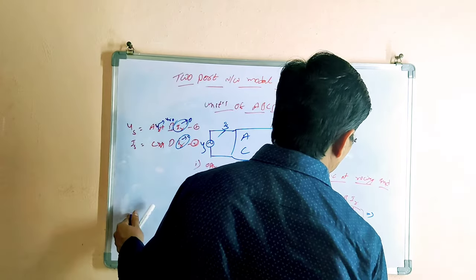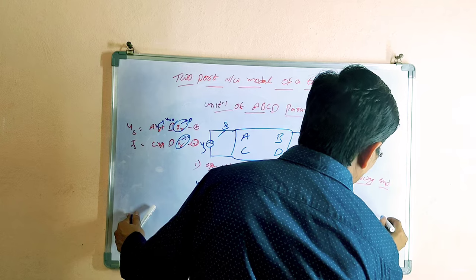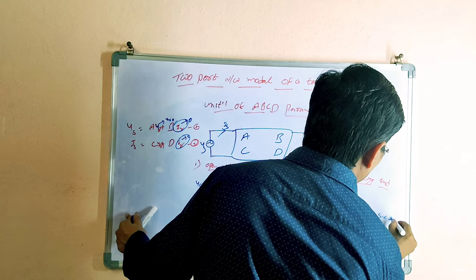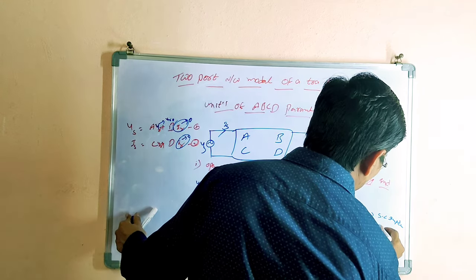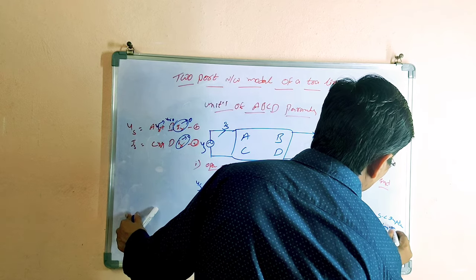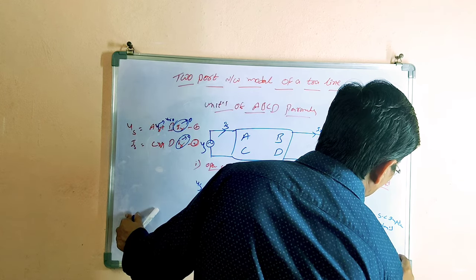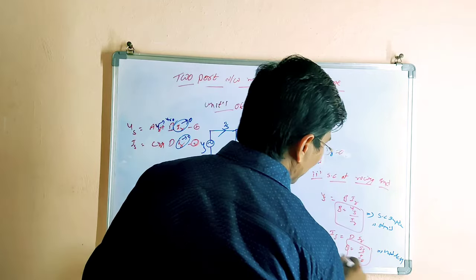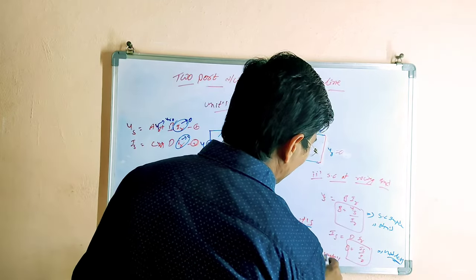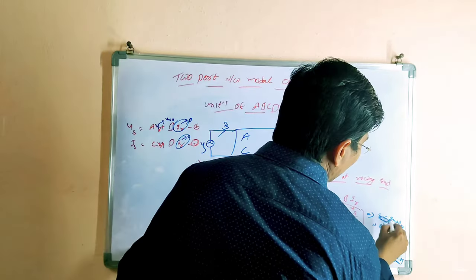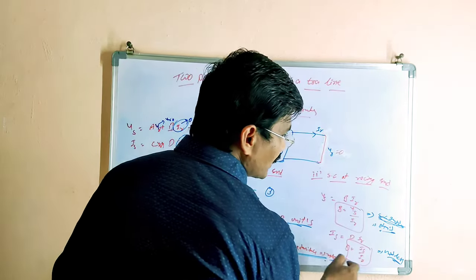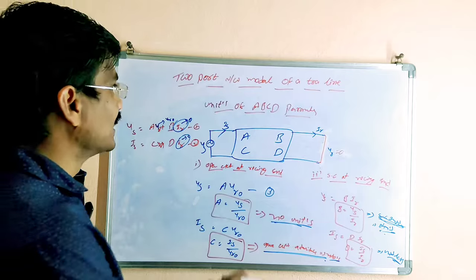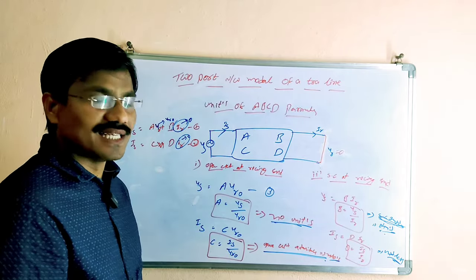This is called the short circuit impedance, and its units are ohms. Here D is unitless, with no units. C is the open circuit admittance with units of mhos, and B is the short circuit impedance with units of ohms. These are the units of the ABCD parameters.